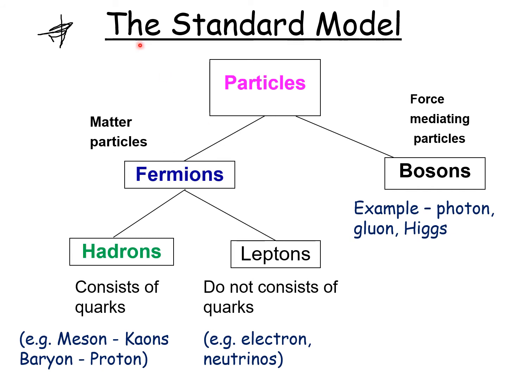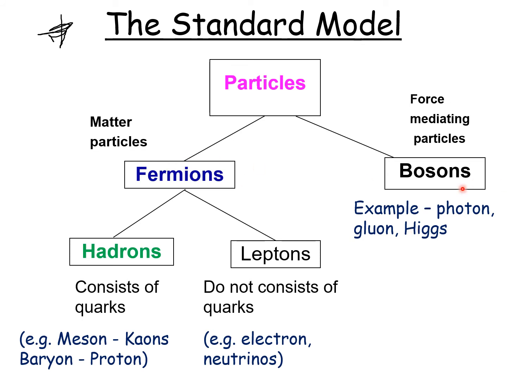So this is a diagram that shows the standard model. And remember, the standard model says that all matter is made up of particles. And there are two branches of particles: matter particles, which are called fermions, named after Enrico Fermi. You might remember him from our semiconductor lessons. And bosons, which are called force-mediating particles. And the most famous one you've probably heard of is the Higgs boson. And we'll look at these in another lesson later on.